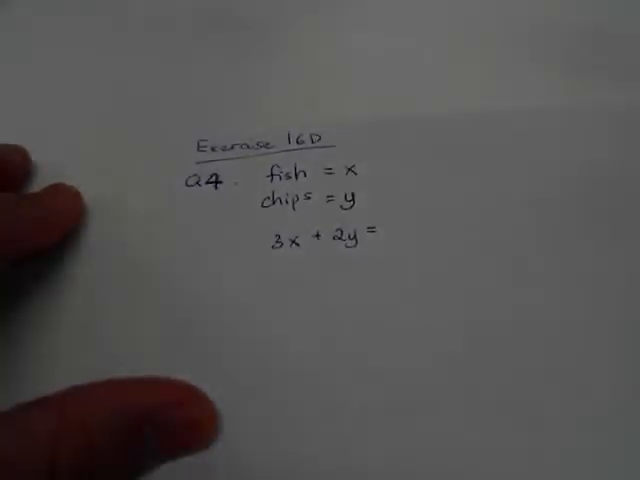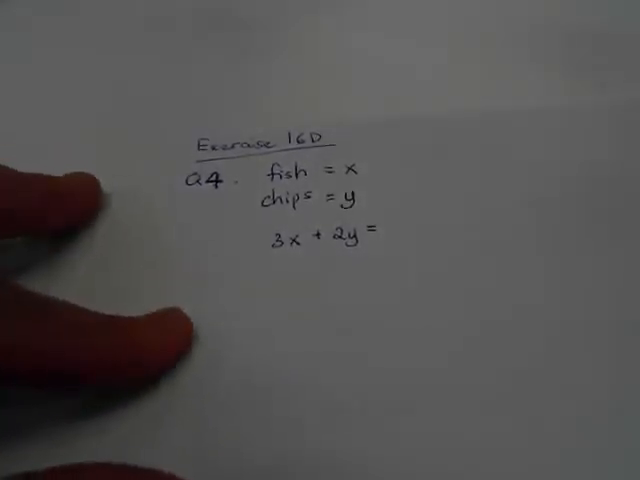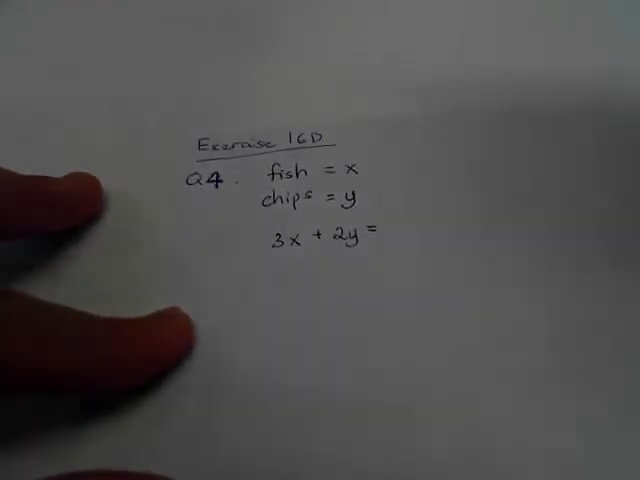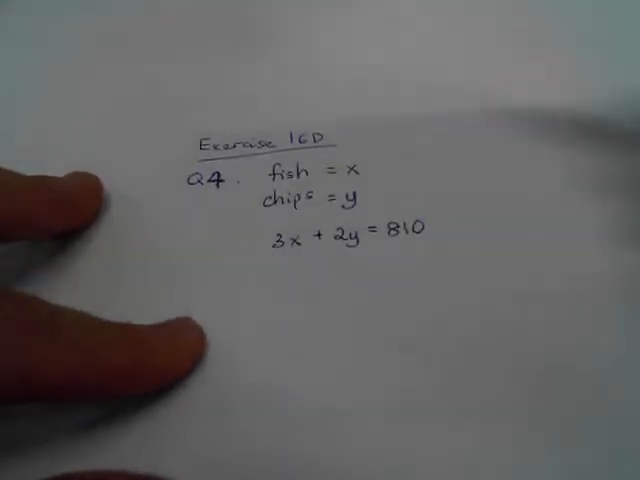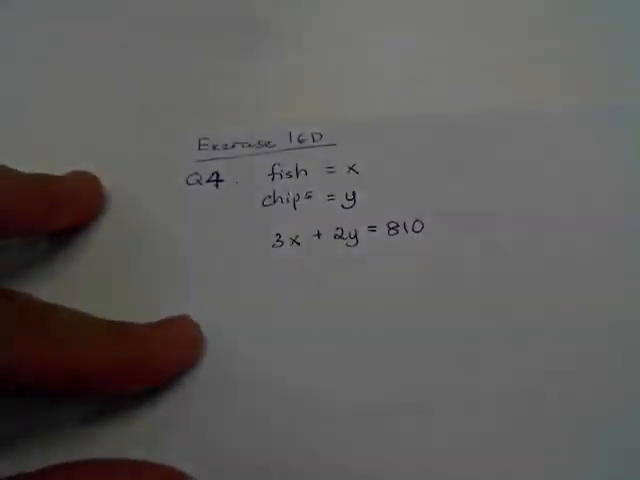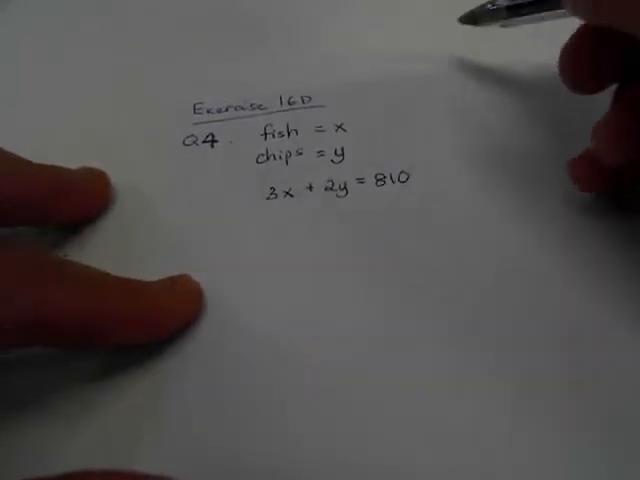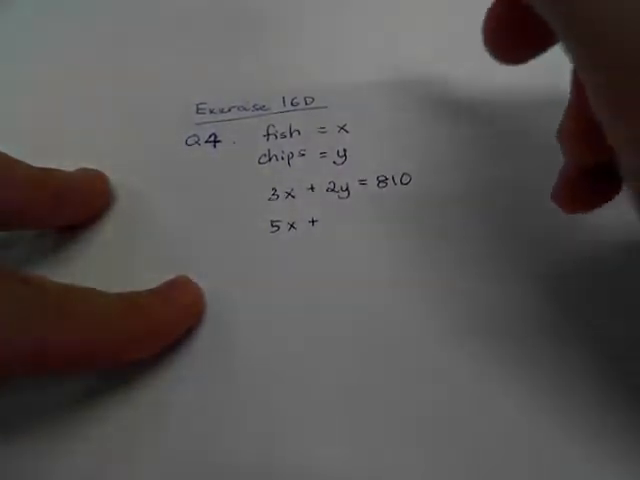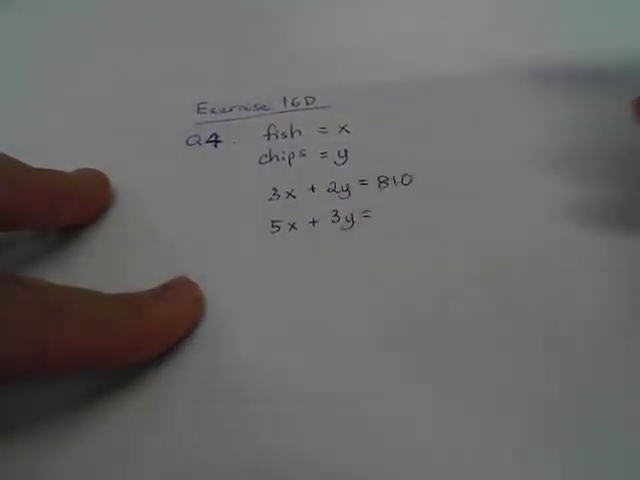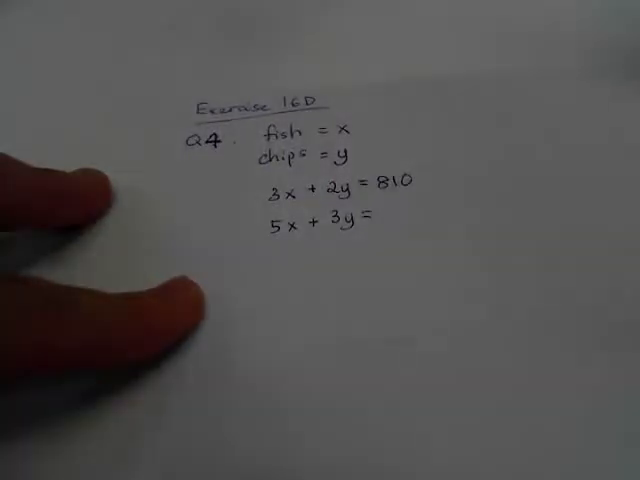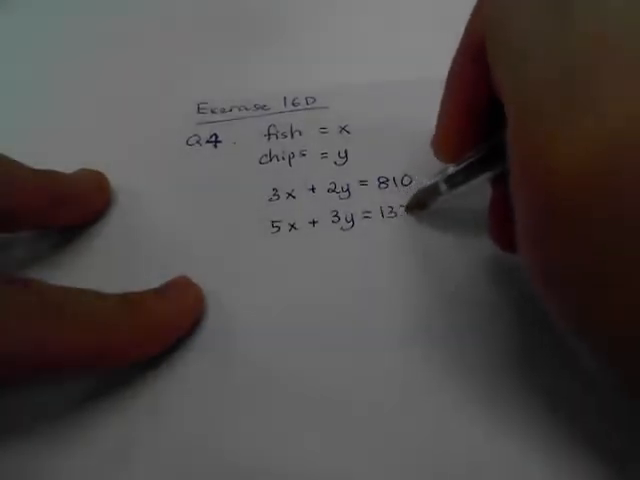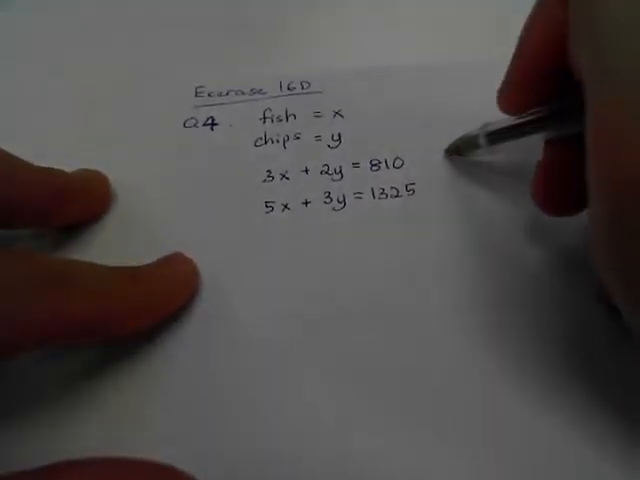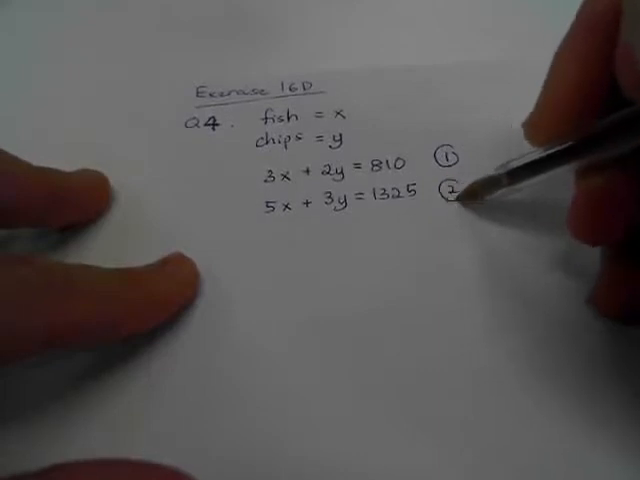But of course, in this case, we will try to avoid decimals. So we convert $8.10 into 810 cents, because you want to make sure you have whole numbers. The next one, we have 5 pieces of fish, 5x, and also 3 serves of chips, 3y, and that will give you $13.25. Converted into cents, it would be 1,325 cents. We have this as equation 1 and equation 2.